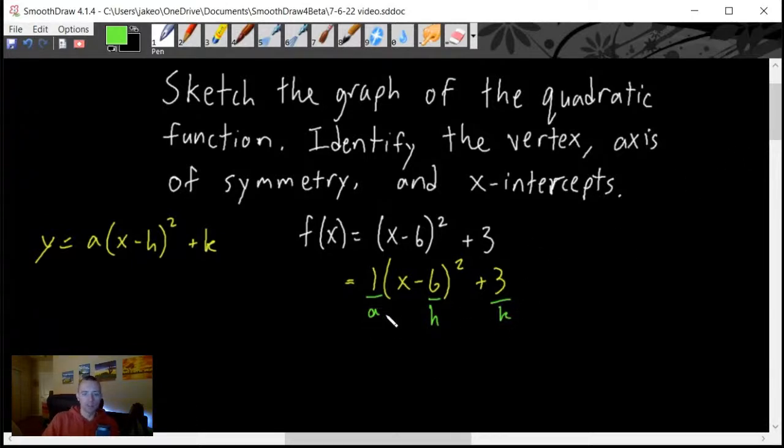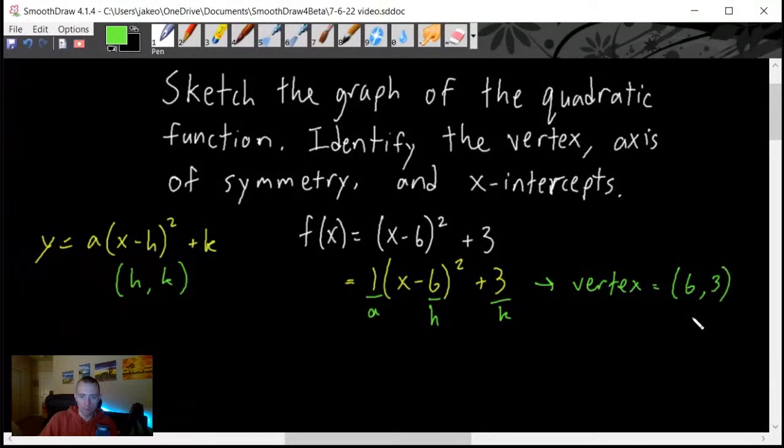Since this is already in vertex form, this tells us right away our vertex is at (h, k), so it's at (6, 3). Once you get it in this form, the vertex will always be at the point (h, k). Once you find your vertex, your axis of symmetry comes easily from there, because it's always just going to be x equals whatever the x-coordinate of your vertex is. So x equals 6 is our axis of symmetry.